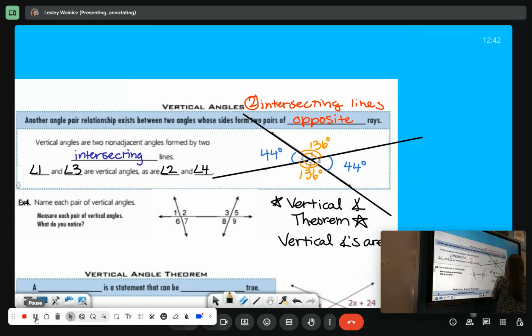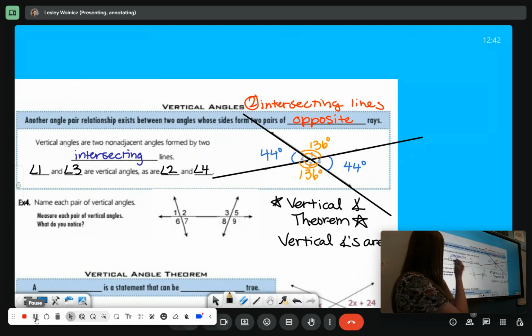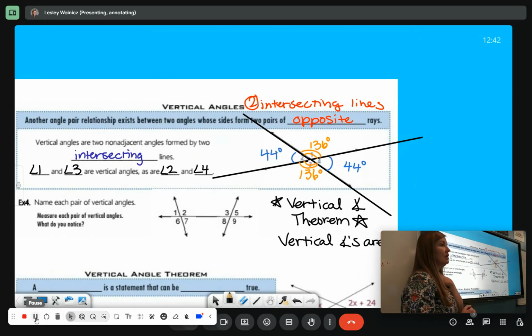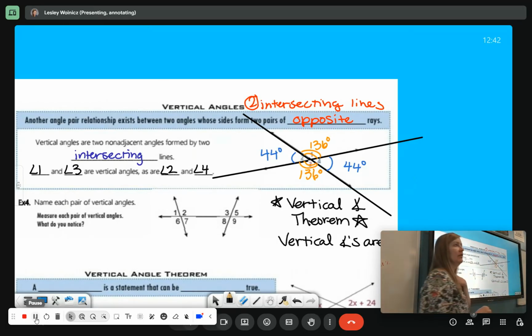Is that the definition of vertical? Nope, it's the vertical angle theorem. It can be proven with the linear pairs. We kind of just did that informally. Does that mean when you write out the justifications, you could put vertical angle theorem? Correct. We're going to use that one a lot.